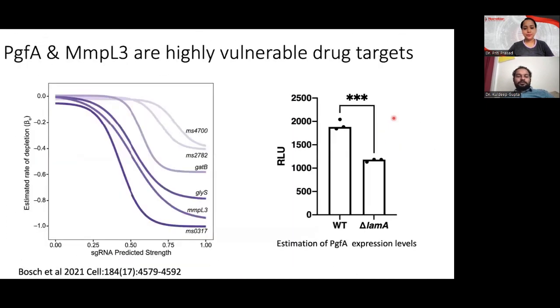If you see PGFA, before we started studying it, was called MSMEG_0317. What this curve shows is that if we deplete this protein by a little amount, say 50%, even 30 to 40% depletion causes cell death. So this is a very essential, previously unknown drug target.